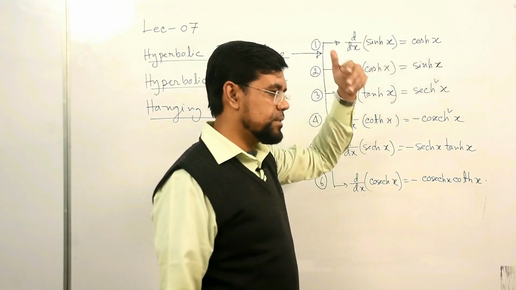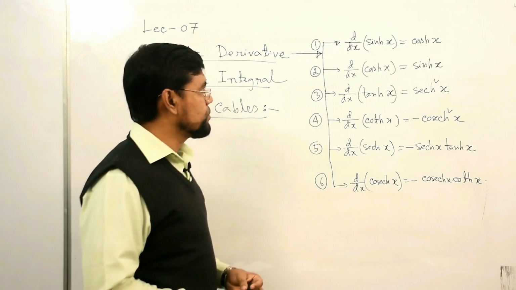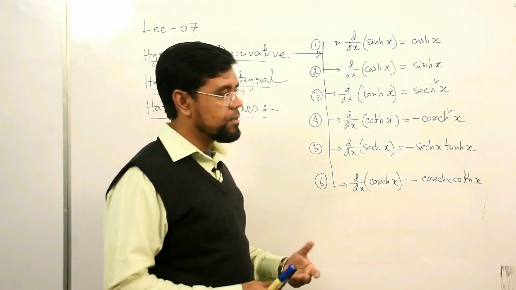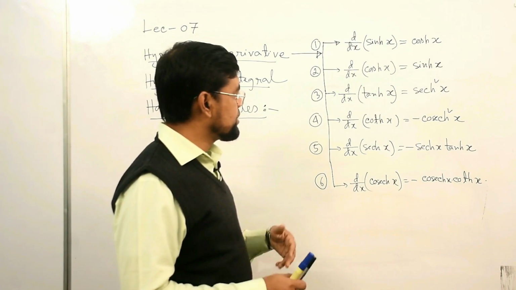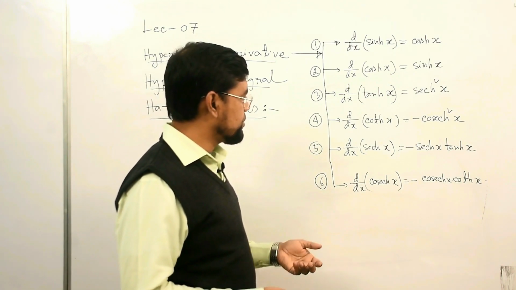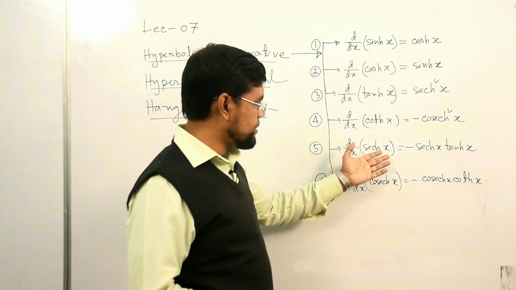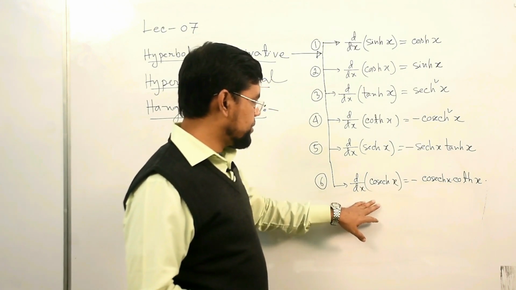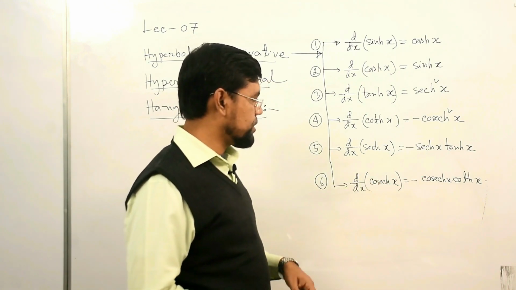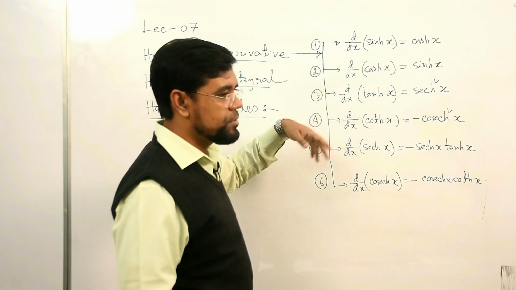It's the same as for the normal trigonometric functions. We know the derivative of sin x equals cos x, the derivative of cos x equals minus sin x, tan x gives sec square x, cot x gives minus cosec square x, and the derivative of sec x is sec x tan x. But here you have a negative sign, and the derivative of cosec x equals minus cosec x cot x. So it's the same as what we know before.